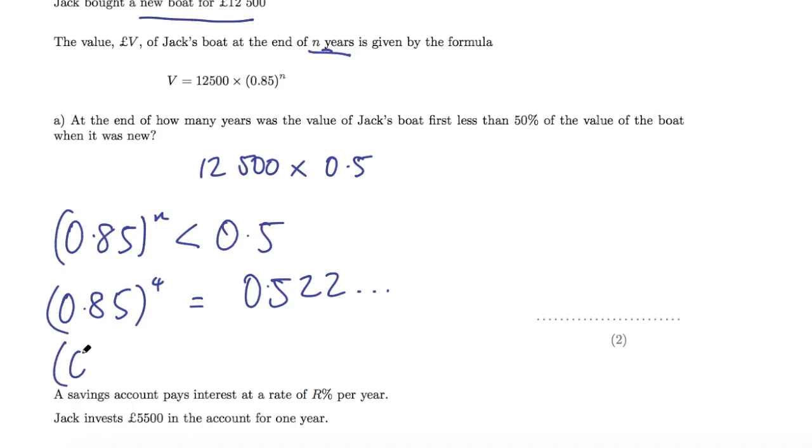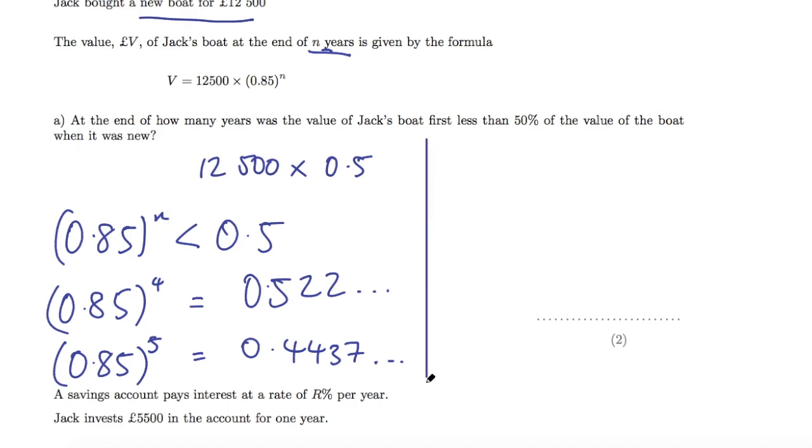So if we do 0.85 to the power of 5, by the way, if this exponent goes up, the answer will go down, as this is a decimal. So we get 0.4437, etc. So what this is telling us is that after 5 years, the value of the boat has dropped below 50%. So this will be the first year in which that does so. So we can say that the answer there is 5 years.